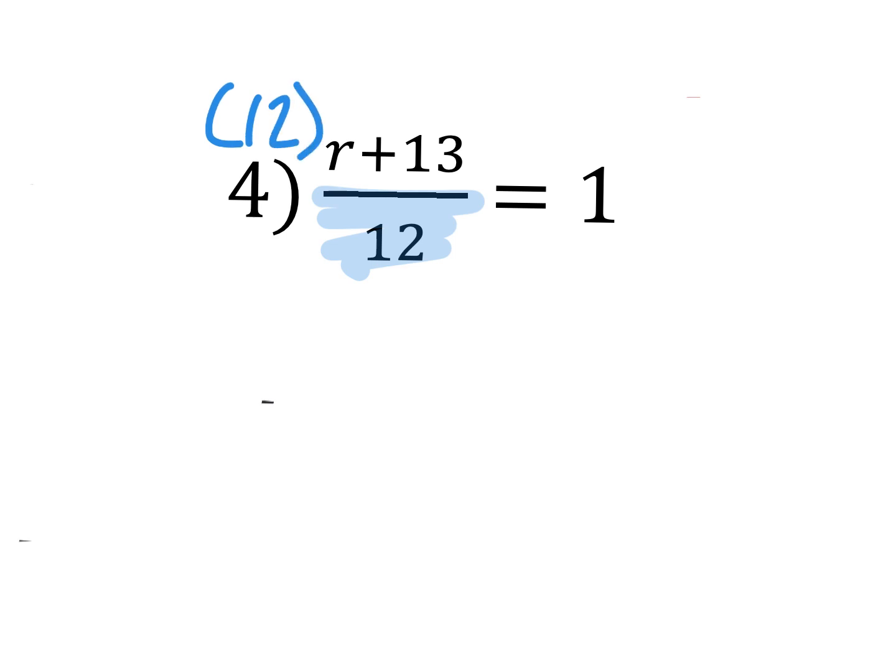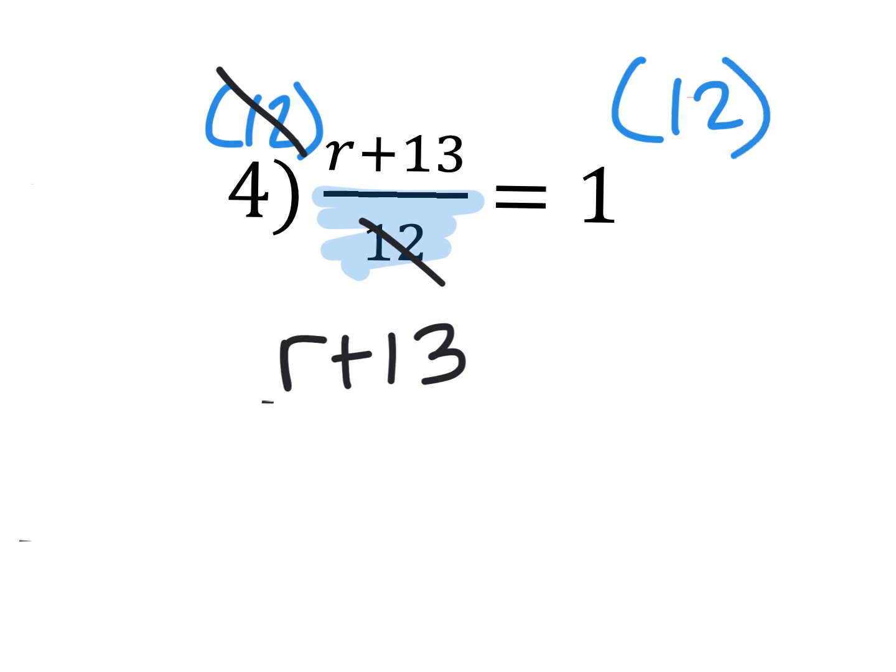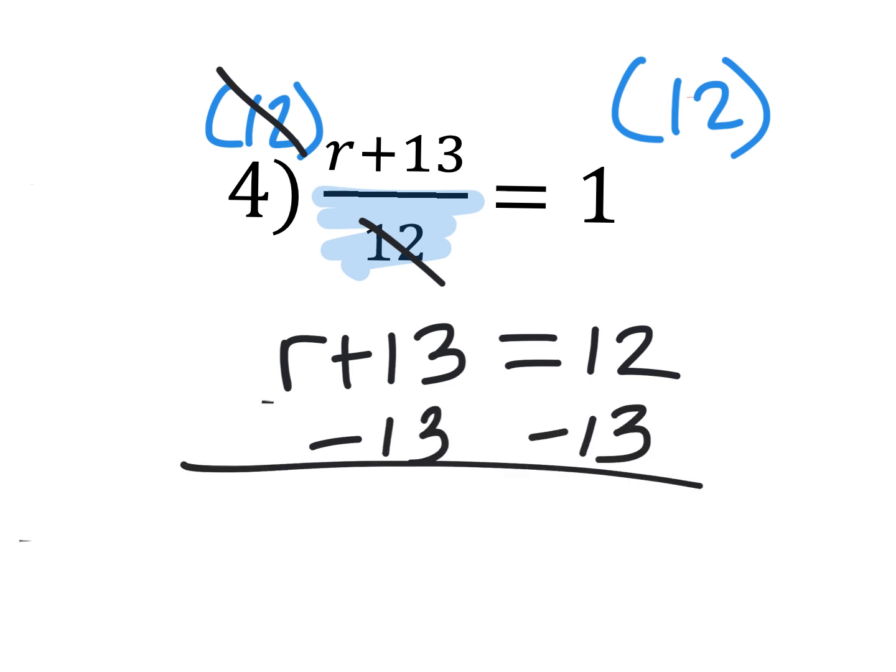Here's the other thing I don't want you to do. Don't do 12 times R and 12 times 13. That 12 cancels out with the 12 in the bottom, so there is no 12 to multiply in the first place. So this should just be R plus 13. If I multiply the left-hand side, I multiply the right-hand side. Still need to isolate the R by doing minus 13. R is equal to negative 1.